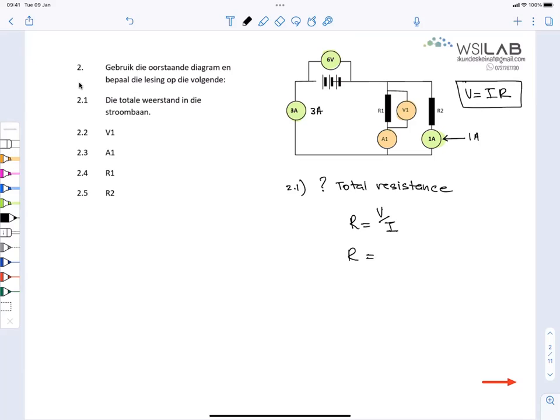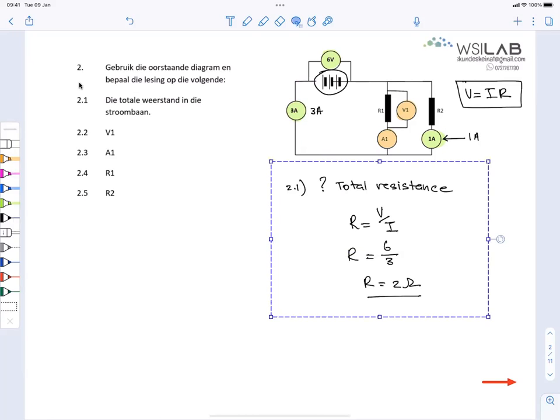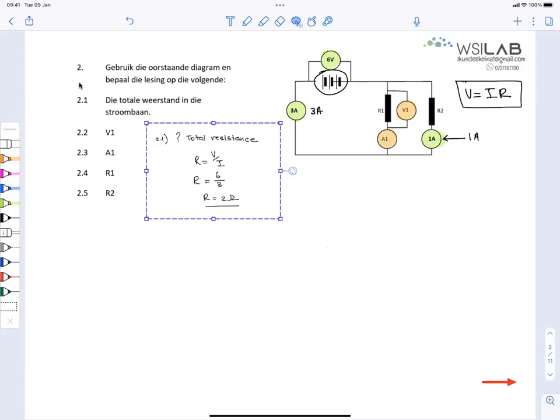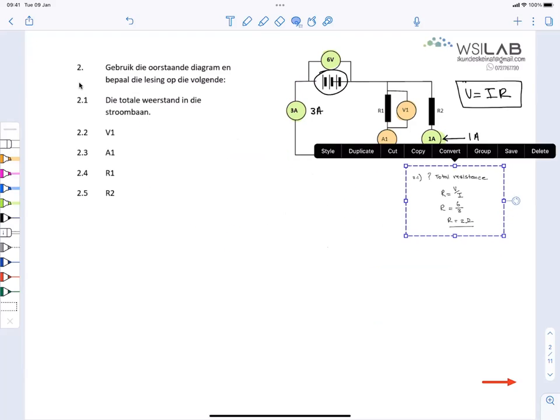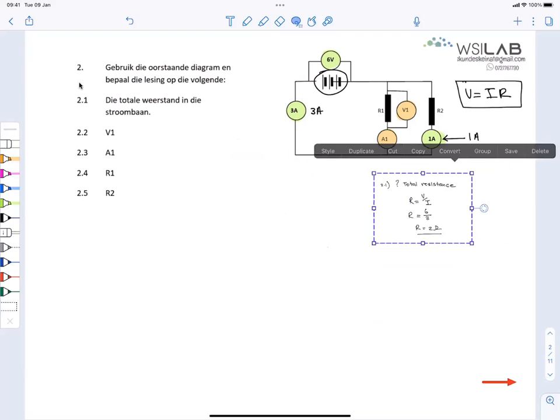It's the reading over the battery, isn't it? Because that's the total potential that can be lost. That is 6. And the total current is the current that flows through this part of the circuit. So that's 3. So the resistance is 2 ohms. That's the total resistance. Come, that was quite easy. Too easy. Good.